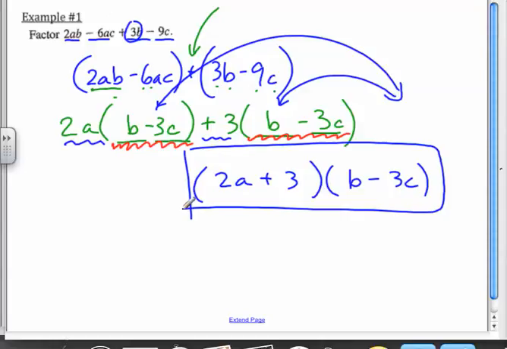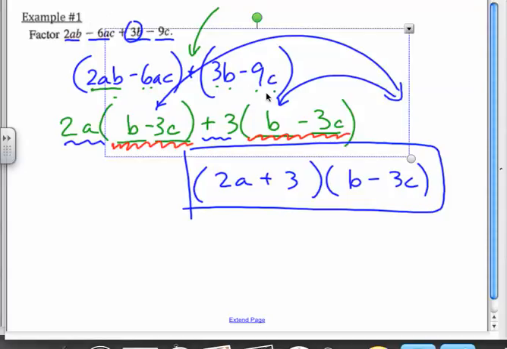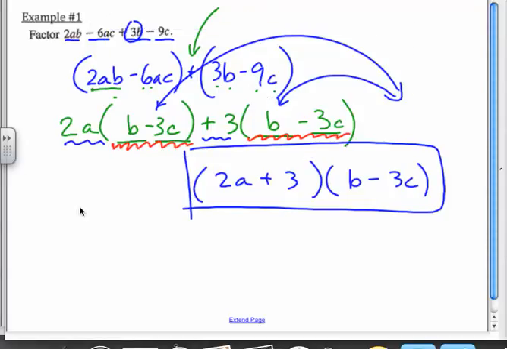Now let's look at the next one. The next one I'm not going to group in 2 and 2. I'm going to group in 1 and 3. And you'll see kind of why. I'll show you why in just a second.